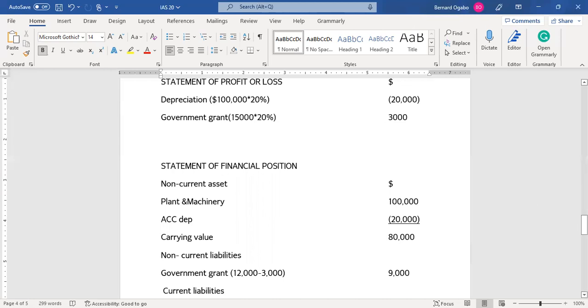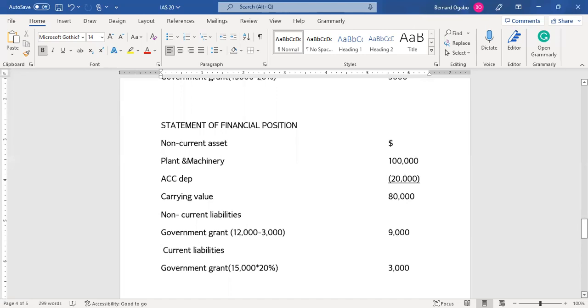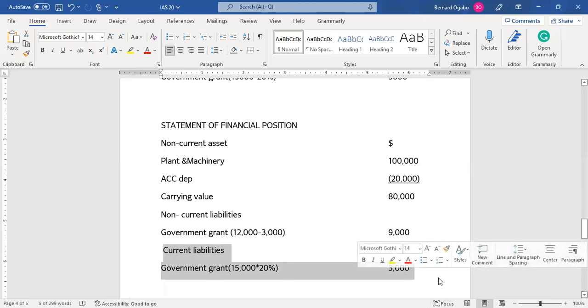And just like we saw under revenue grant, since depreciation per year is 20%, it means that I'm also going to recognize the grant at 20% per year. And they say straight line, so it's not the reducing balance method, it's straight line. So I'm going to recognize 3,000 every year. 3,000 is due for me to recognize in the next 12 months, and that is why I have a current liability of 3,000. So I treat it as current liability. And then 9,000 out of the 12,000 is due for me to recognize beyond 12 months.